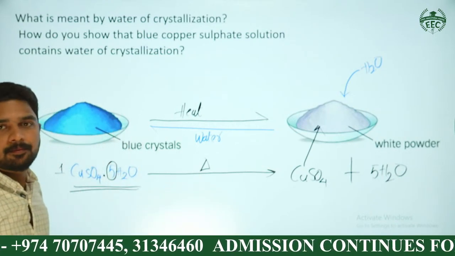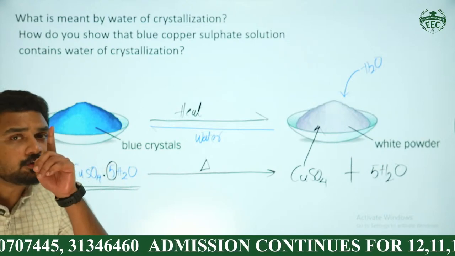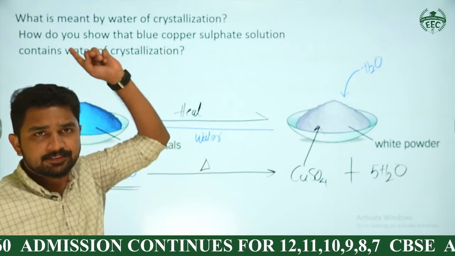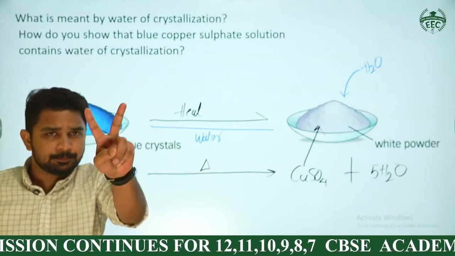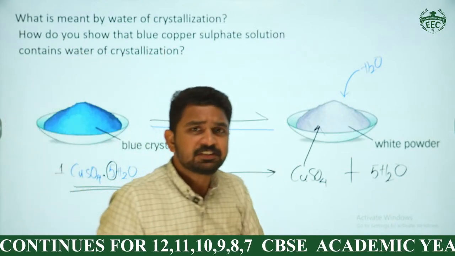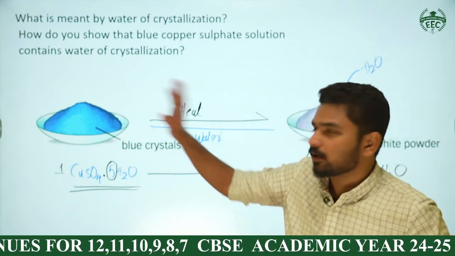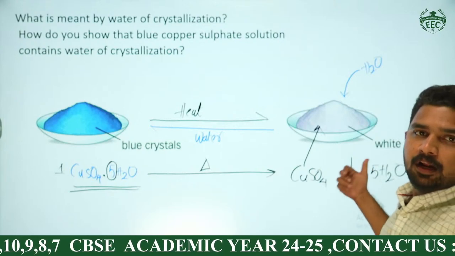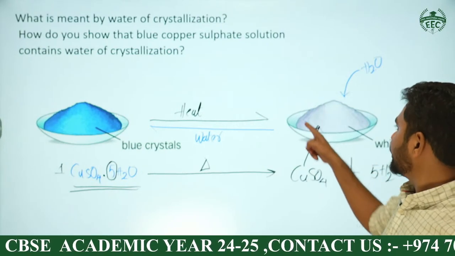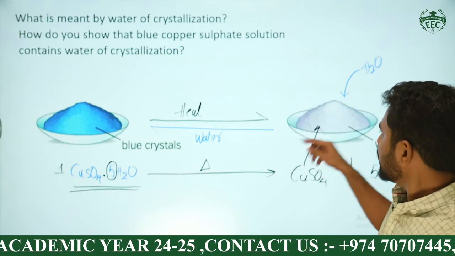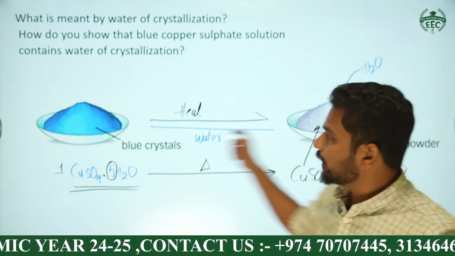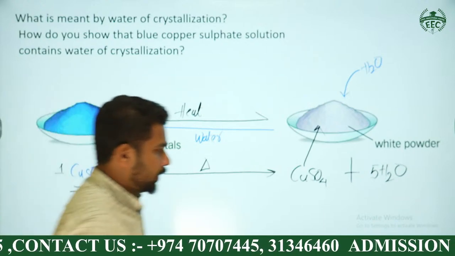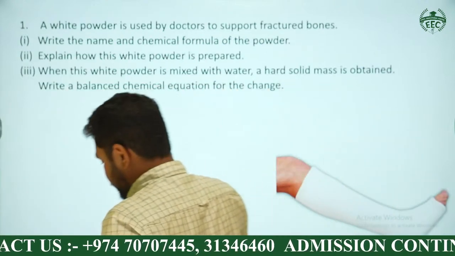Yes, that's it. So if you want to show blue copper sulfate contains water of crystallization, you have to do two steps. The first step is you have to heat the blue crystals, and when you heat it, it will lose its water of crystallization and turn into white color. And again, you add some water to the white powder, then it will return to the blue color. That's it. Simple. And we are moving to the next question.